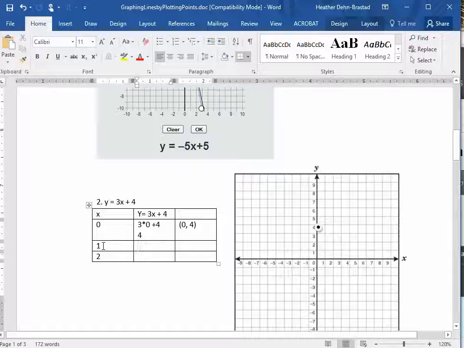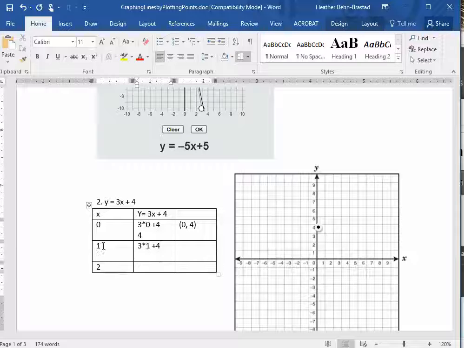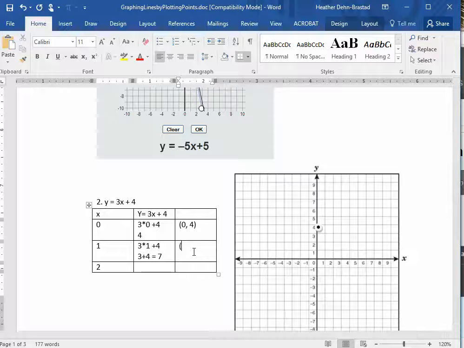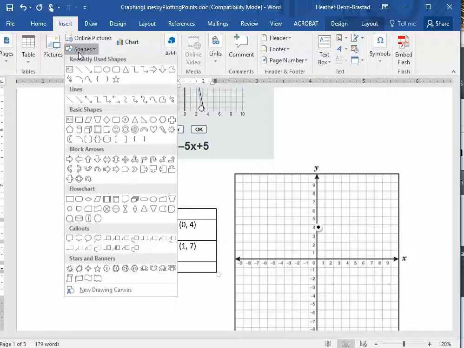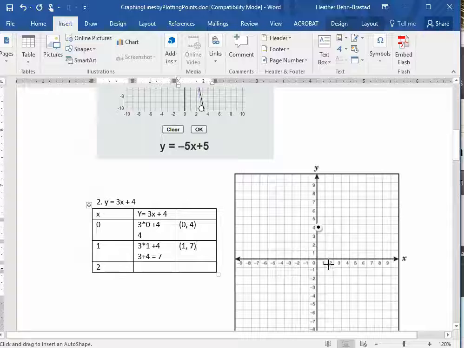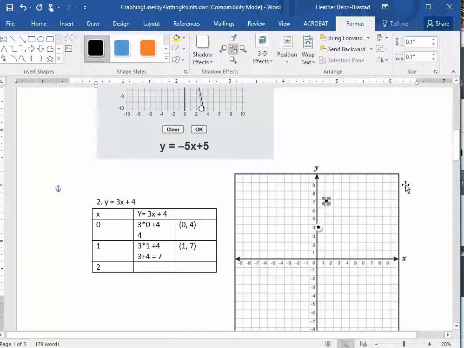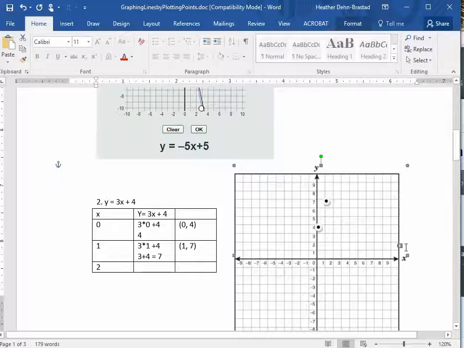So I would have 3 times 1 plus 4. Well, 3 times 1 is 3 plus 4. 3 plus 4 is equal to 7. So my next point is going to be at 1, 7. So now I have to go over 1, get another point here, over 1 and up 7 and put a point. Okay, so there's my second point. Again, it's slightly off, but that's okay.